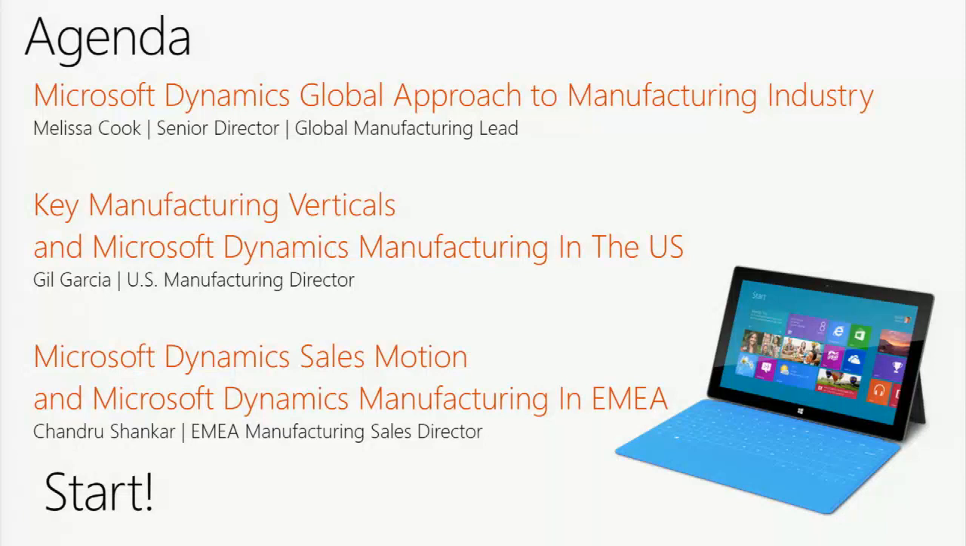And with me here today, I have two of the three key regional leads for manufacturing around the world. I have Gil Garcia here, who is covering the US, and he will spend a little bit of time talking about our key manufacturing verticals, and then also talk about the program in the US. I also have Chandru Shankar here, who is covering the EMEA program for manufacturing, and he'll also do a little bit of an overview of the overall manufacturing dynamics sales motion.